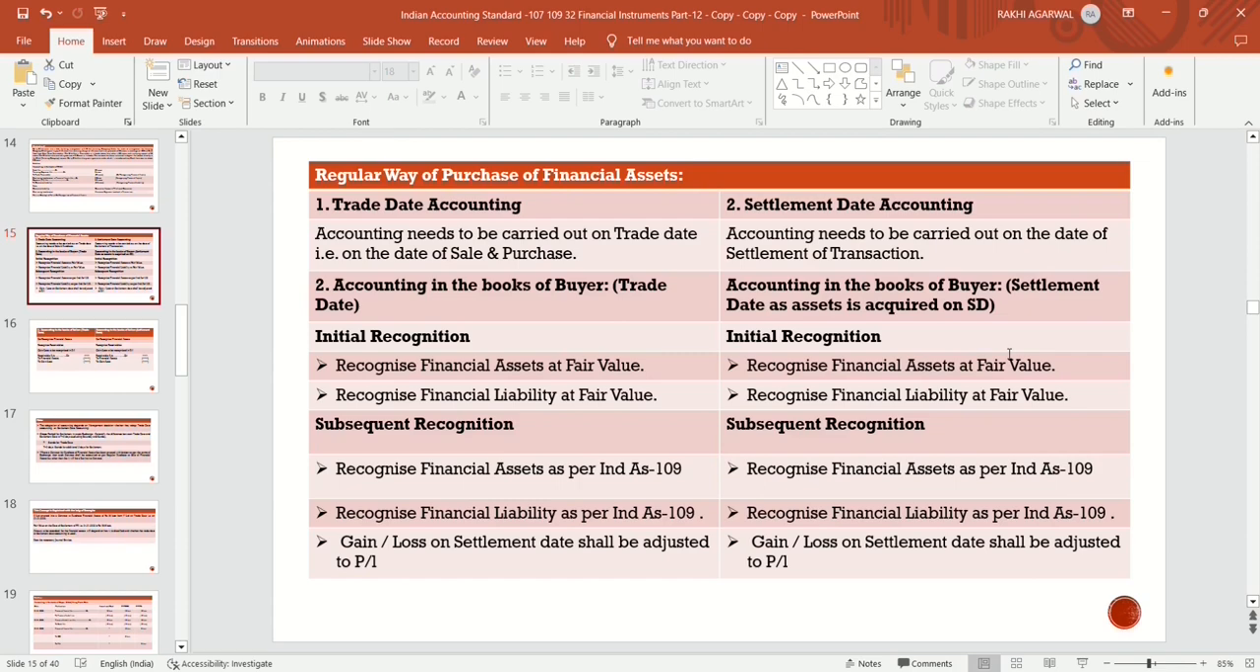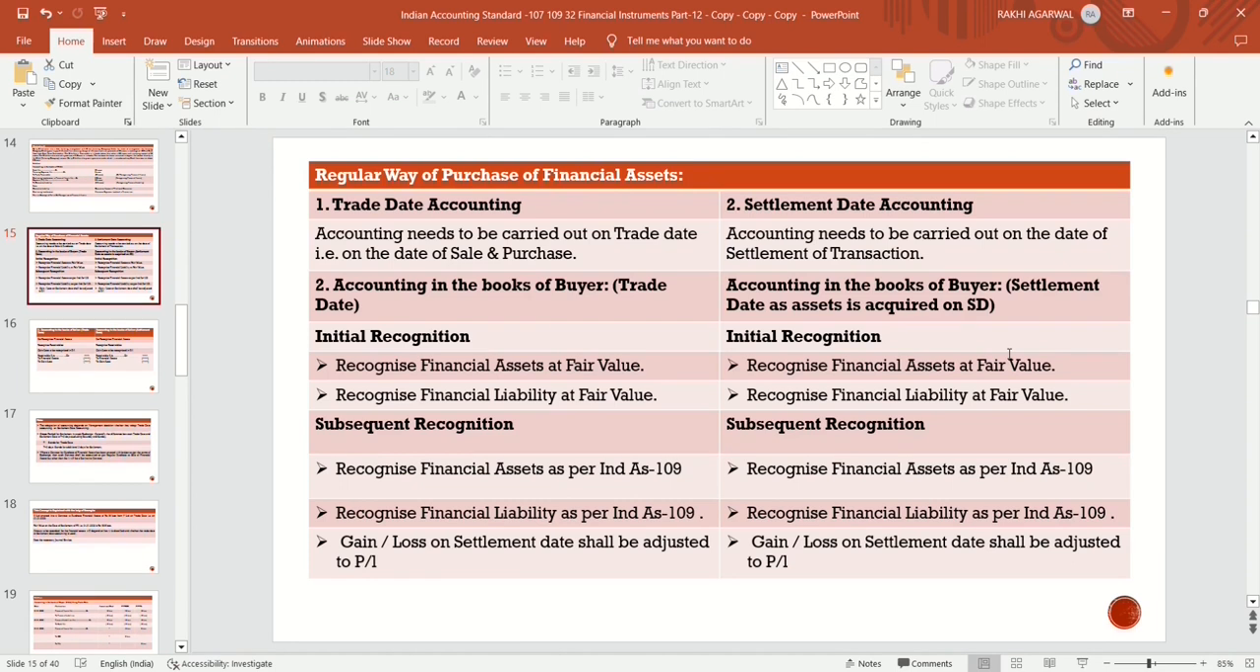So this concept is another concept, that is the regular way purchase of financial assets. So there are two accountings in this case, that is the trade date accounting and settlement date accounting. So how do we do accounting on the trade date and how do we do accounting on the settlement date?